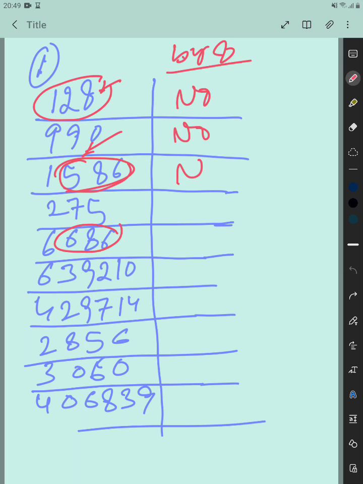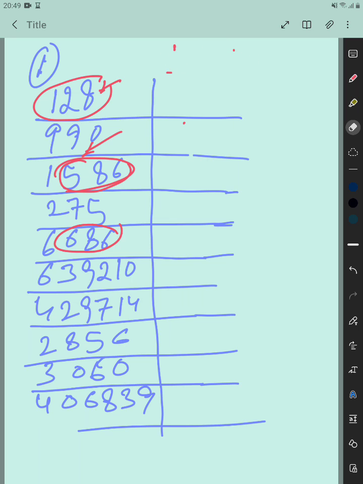Oh, it has stuck now, it's not taking. Anyway, so we'll try to erase it with the eraser.